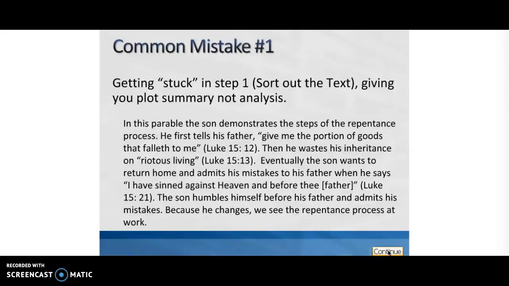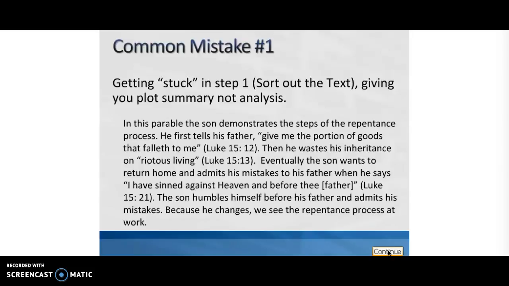Over the last few minutes, we've been talking about 3 basic steps for conducting a literary analysis: sorting out the text, identifying the literary devices, and then drawing conclusions based on those devices. Even if you follow these principles, sometimes a person can fall into a few mistakes. There are 2 typical mistakes that a person makes in a literary analysis, and the first is getting stuck when you are sorting out the text.